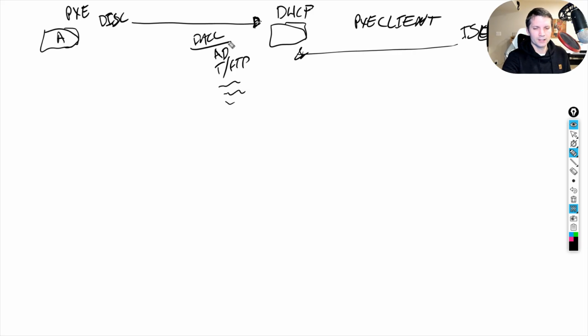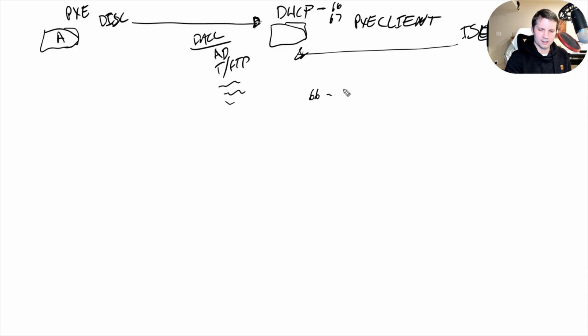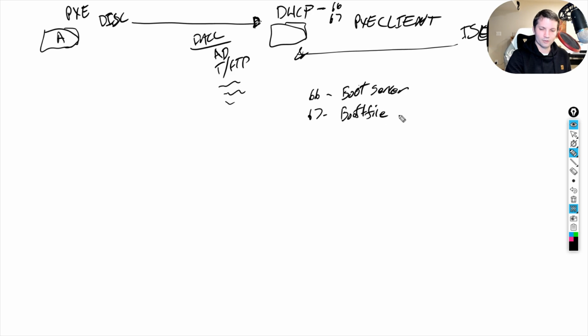In addition, you tell your DHCP server to send options 66 and 67. And what are those? Well, 66 is the boot server or file server. And 67 is the actual boot file. And it's a boot file including the path.